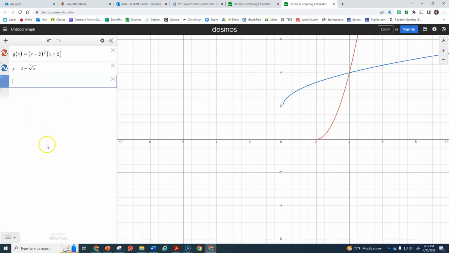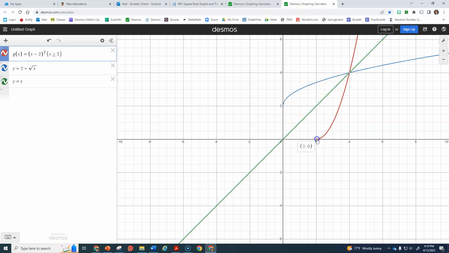If you want to see that line that they reflect about, there's the y equals x line right there, and you can see that they do reflect. The point right here is 2, 0. So what is the point right here? The point is 0, 2. They intersect right there on that y equals x line. So this one's super easy to see.